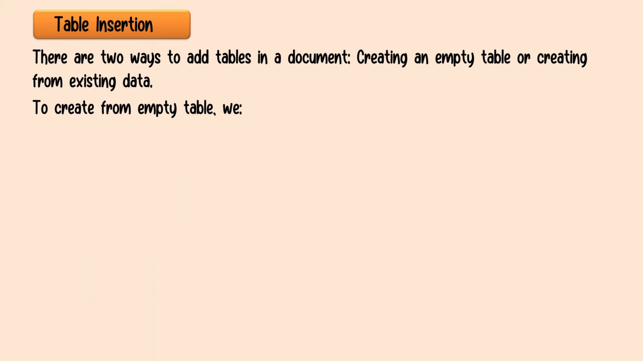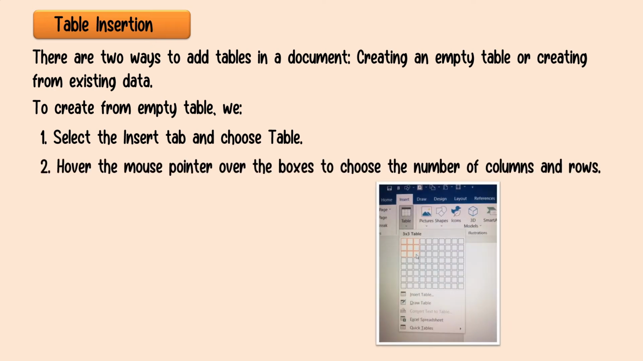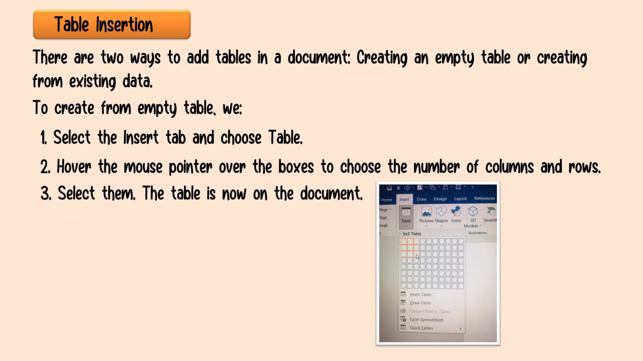To create from an empty table, we select the Insert tab and choose Table. Then we hover the mouse pointer over the boxes to choose the number of columns and rows. Then select them, and the table is now on the document. Then type in our data into the cells. Just try to look at this sample video on how to create from an empty table.